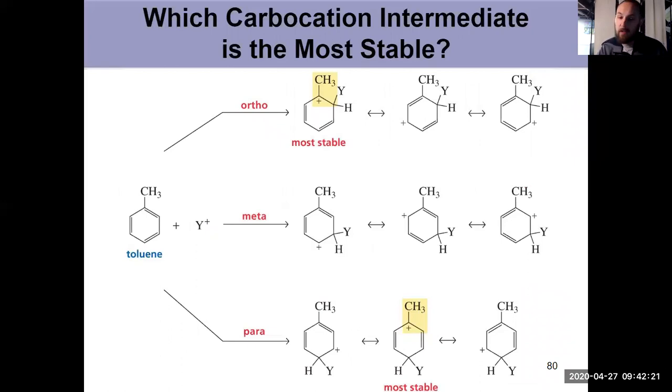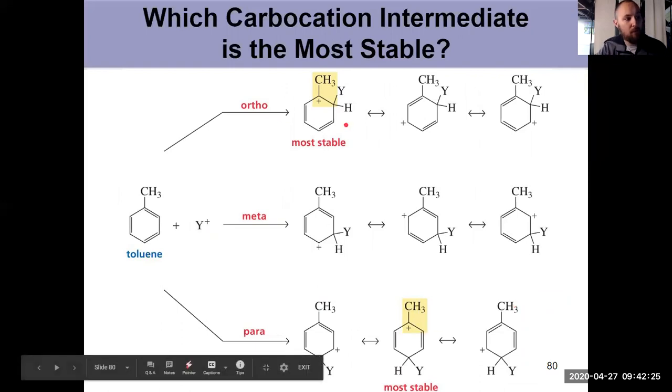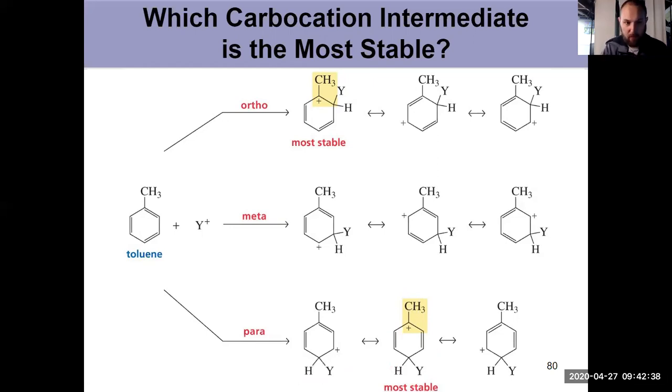Now we don't have an additional resonance contributor, but this is where we get our more stable resonance contributors. Notice these are the only situations where I get a tertiary carbocation. So again, ortho and para director because they're more stable with that intermediate.